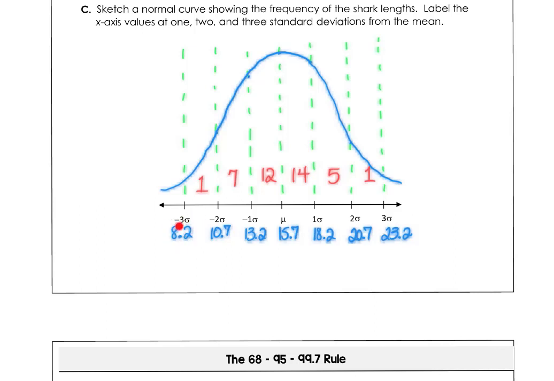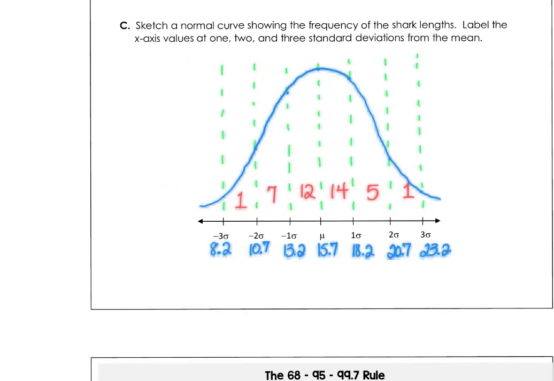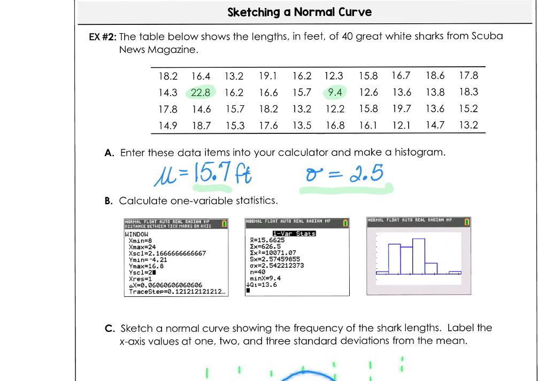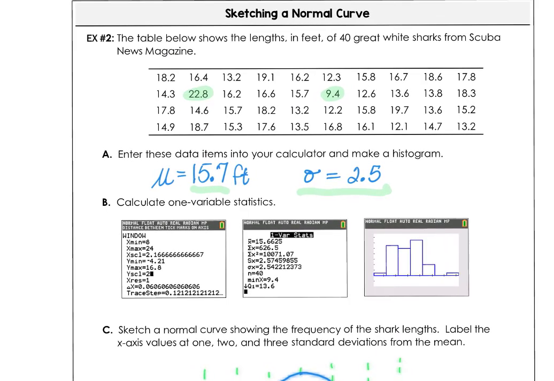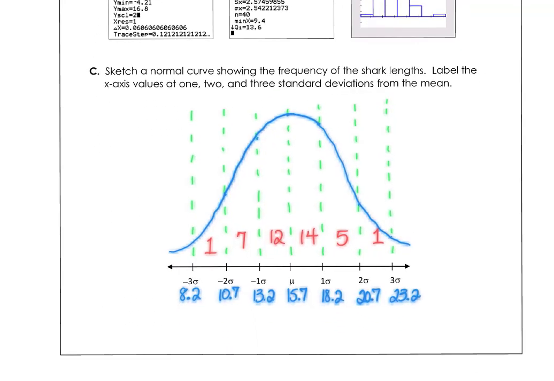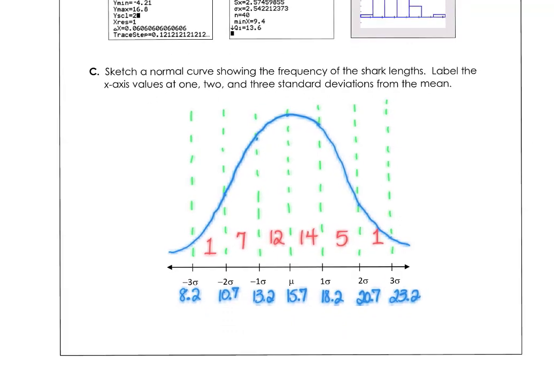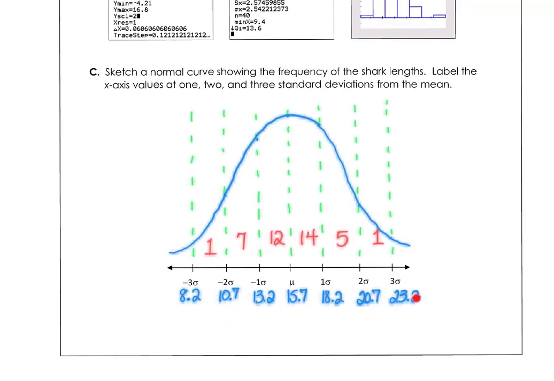And starting at 8.2, if that's my lowest data point, in that table I noticed one data point that was between 8.2 and 10.7, which was, again, this lowest value here of 9.4. And then 22.8, that, again, was my highest value. And between 20.7 and 23.2, there was only that one data point of 22.8.